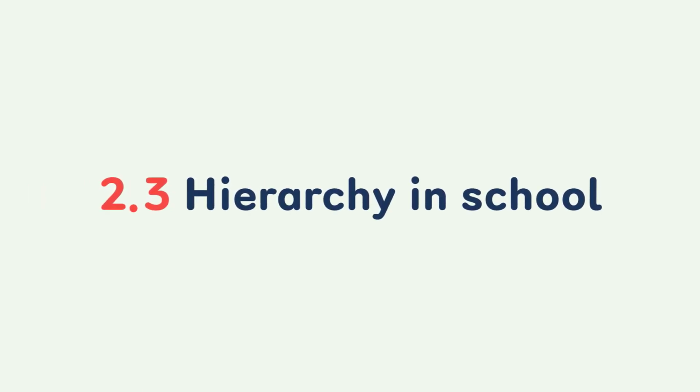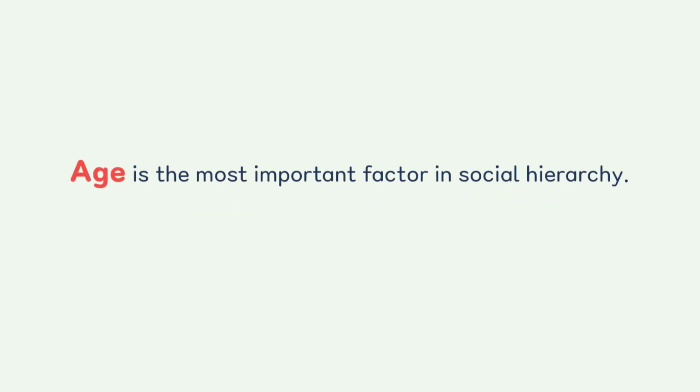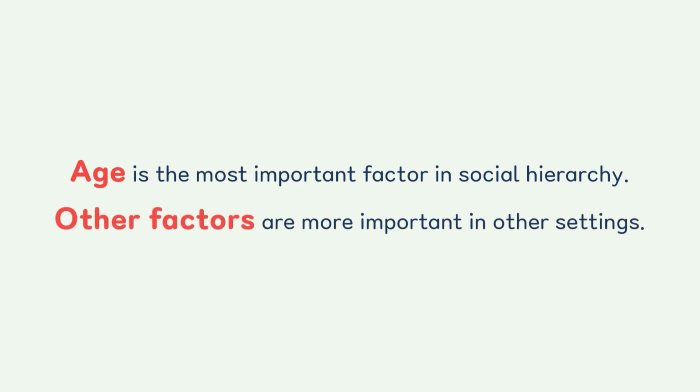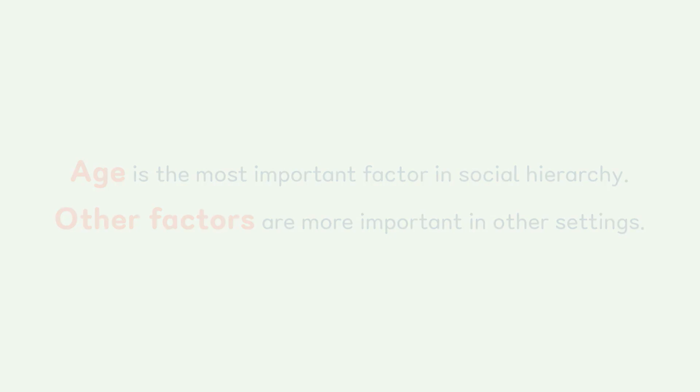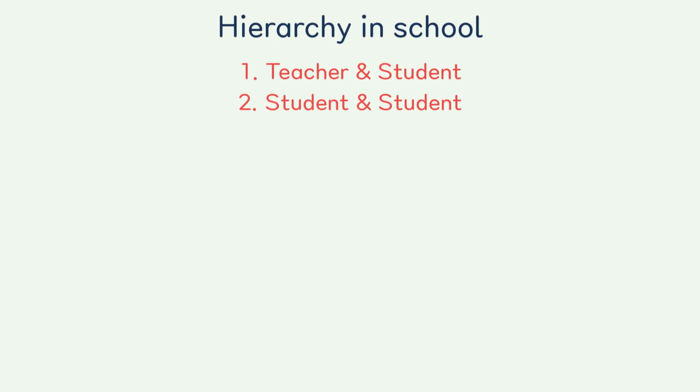Hi everyone. So in this lesson, we're going to learn how hierarchy is established at school. Now, although age is the most important factor in establishing social hierarchy, there are other factors that influence establishing hierarchy in other settings. Now, there are two key relationships at school. One is between the teacher and the student, and the other is between students.